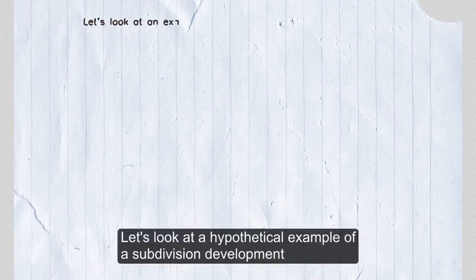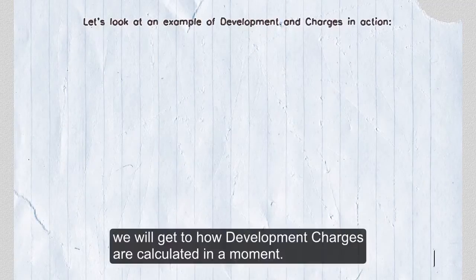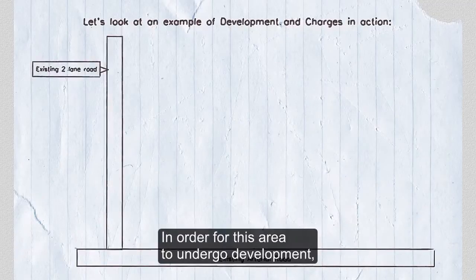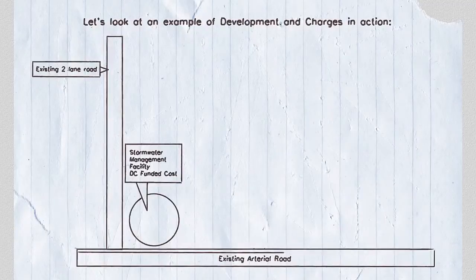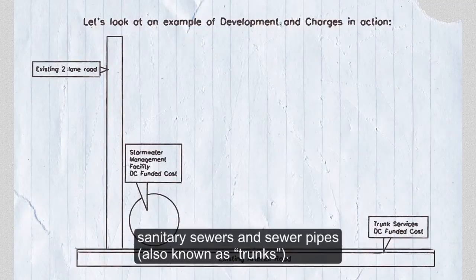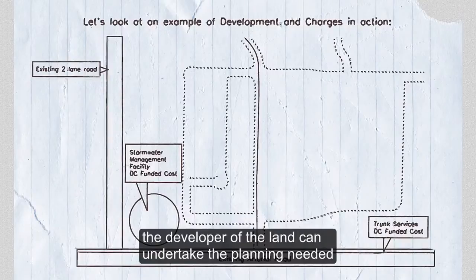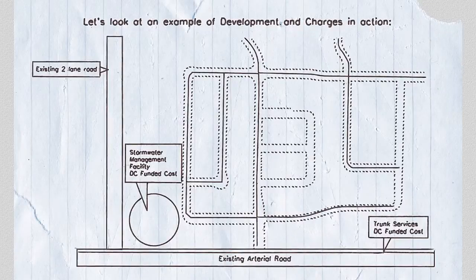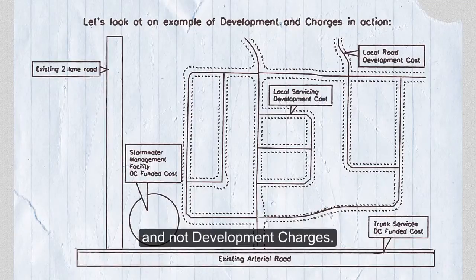Let's look at a hypothetical example of a subdivision development and development charges in action. We will get to know how development charges are calculated in a moment. In order for this area to undergo development, it will need a stormwater management facility, major water mains, sanitary sewers and sewer pipes, also known as trunks. With these major services now available, the developer of the land can undertake the planning needed to lay out street patterns and other servicing needs. These other services required are paid for by the developer and not development charges.